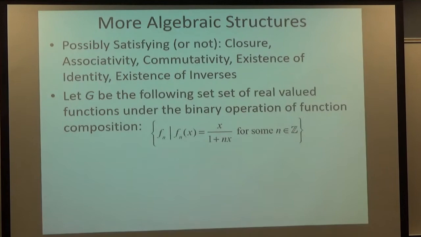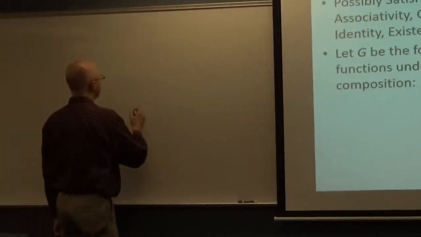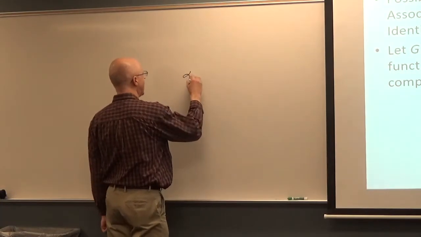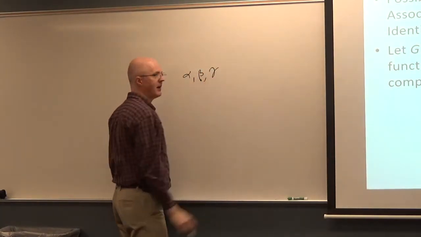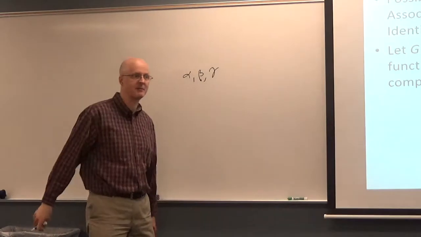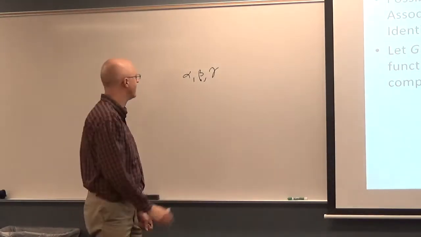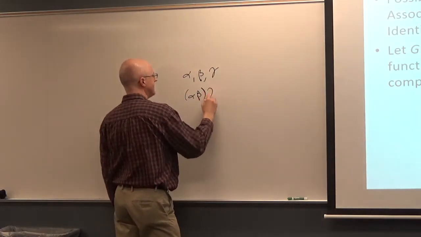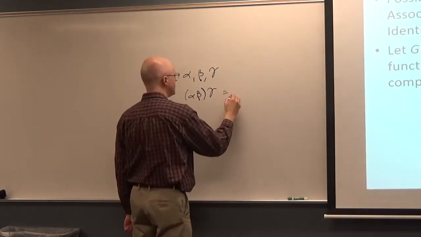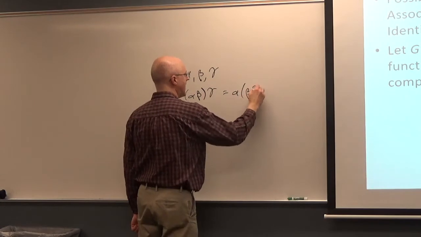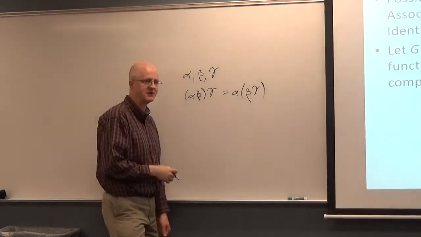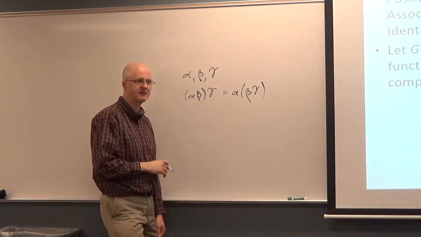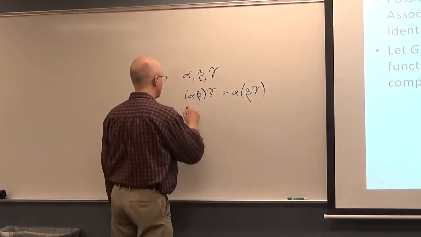Let me write that over here. Let's use Greek letters like you have for your homework. You've got three functions, alpha, beta, and gamma, defined over appropriate domains. I'm not going to bother writing the domains. What does it mean to say (alpha∘beta)∘gamma equals alpha∘(beta∘gamma), where the operation is function composition? Again, over appropriate domains, I'm just not specifying those. But what does this mean?